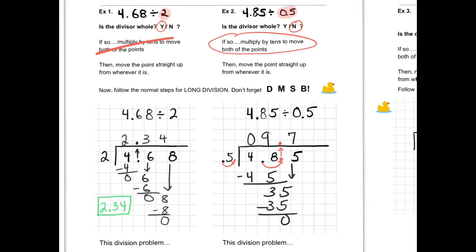And there are no more digits over here to bring down, which means this problem is done. No more digits to bring down, no remainder. We have our final answer. 4.85 divided by 0.5 is exactly 9.7.